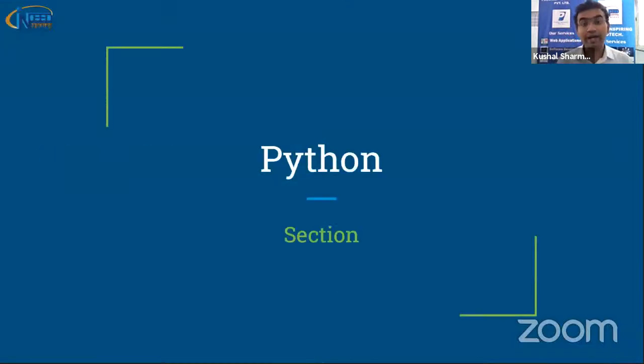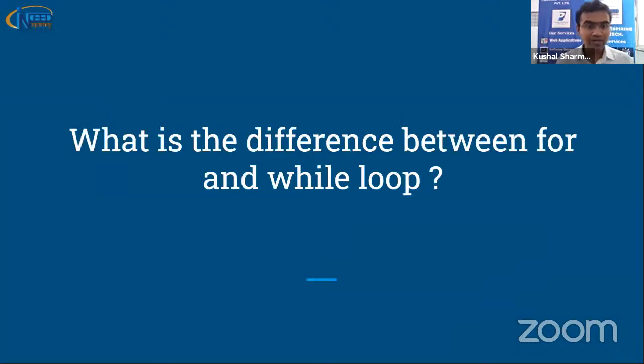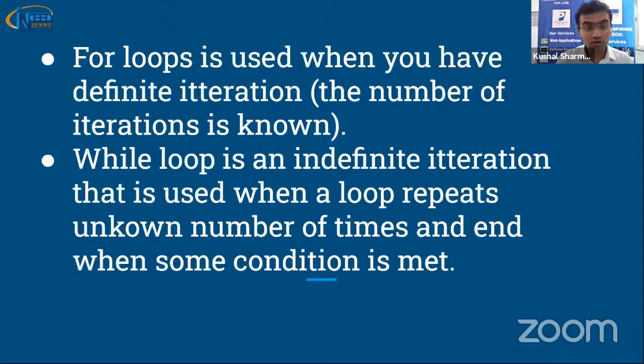The next question we have is from the other section, that is Python. In the Python section, the first question is, what is the difference between for and while loop? For and while loops are not only in Python, but are used in other programming languages too. Now, a for loop is used when you have definite iteration. Definite iteration means you know how many times you need to go to office in a week's time.